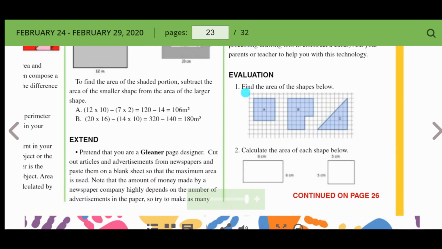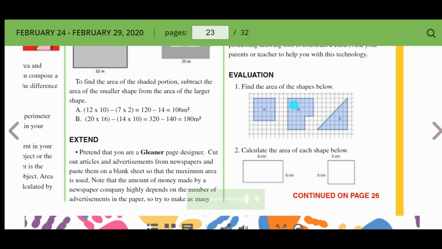Evaluation. Find the area of the shapes below. So let's look at this now. We would have here 1, 2, 3, 4, 5 this way by 1, 2, 3, 4, 5. 5 5's 25. Let's look at this one.